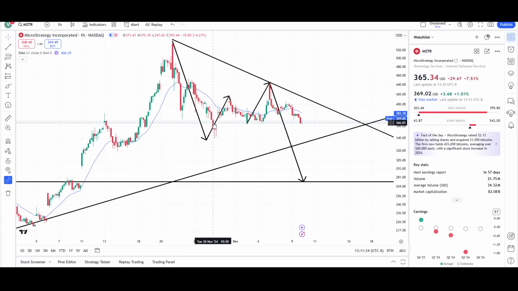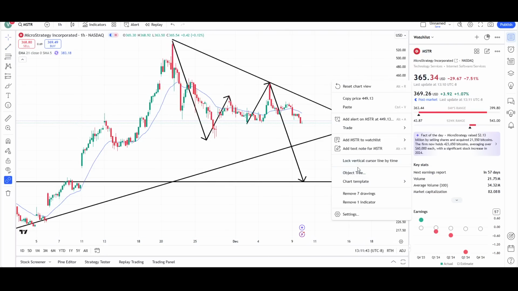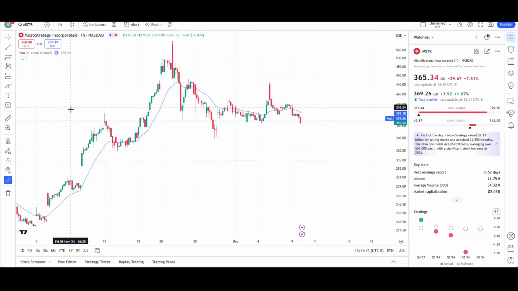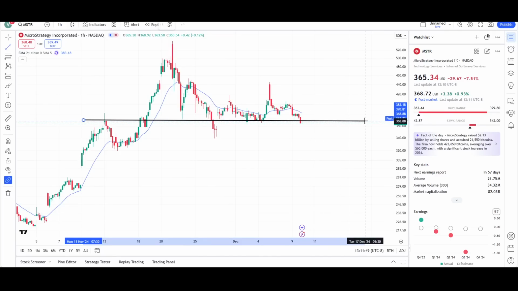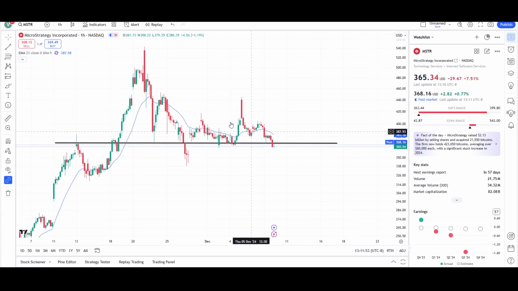You can see that price is breaking that support level at the 370. Let's go and draw the horizontal line across. Let me go and clear the drawings just to make it cleaner. So there is this level right here. And it looks like price is starting to get below it, which is not a good sign for the bulls. Not the end of the world, just not a good sign.